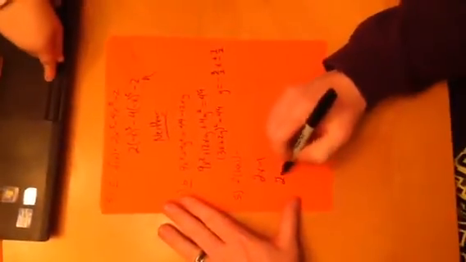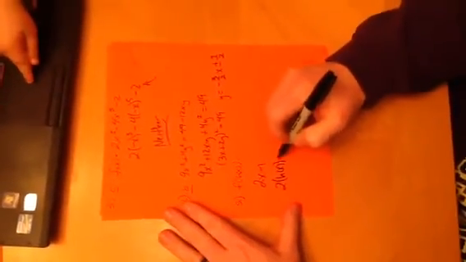Okay, so f of h of x. The first thing we do is we write in f of x. So f of x is 2x minus 1. And then we plug in h of x, so 2 h of x minus 1.